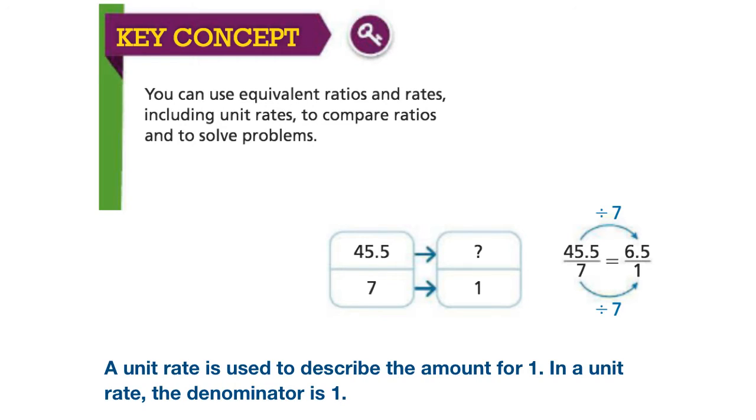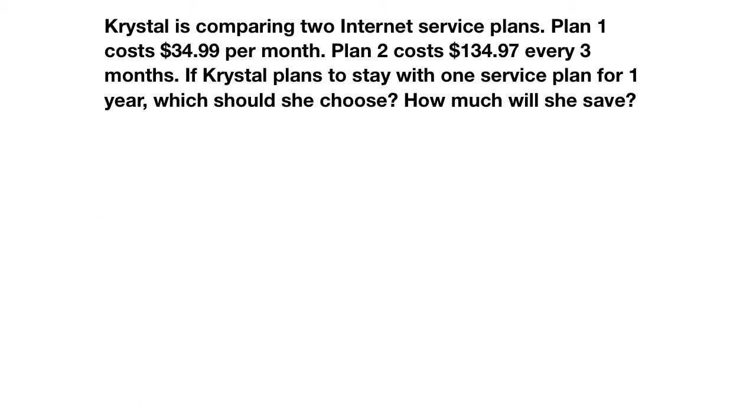And as we work through these problems, when you see these words, they're also going to be identifying to you the order in which you need to divide your answers. Because as we find a unit rate, we are going to be dividing. We divide to find for 1. Let's start with question 4 in our textbook. Crystal is comparing 2 internet saving service plans. Plan 1 costs $34.99 per month. This would be considered a unit rate.